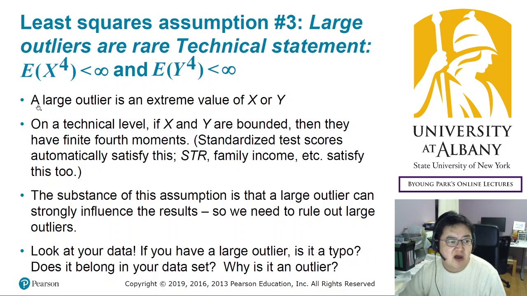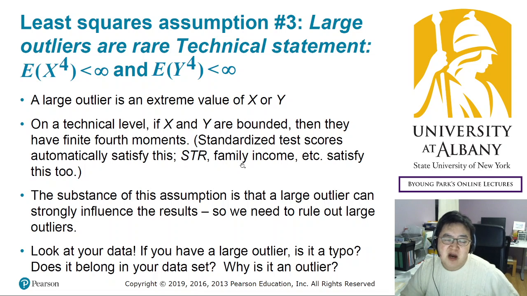So you know what an outlier is. An outlier is an extreme value. It could be about X or it could be about Y. So in our analysis of test scores and student to teacher ratio, if you have outliers in either of them or both, then you are in trouble. Both of those variables should be reasonably refined, so without outliers. And outliers cause a lot of problems, as you will see in the next slide.